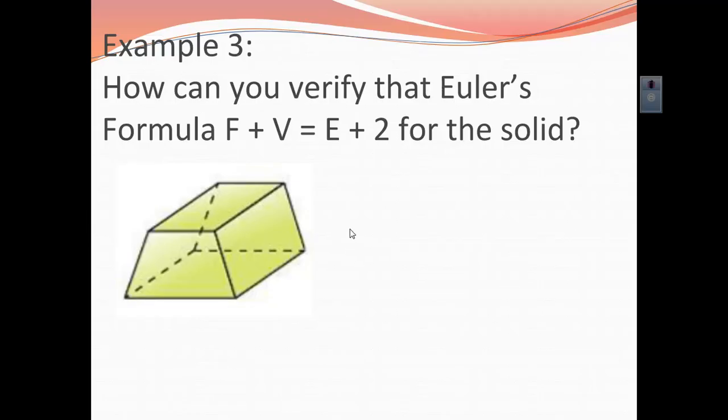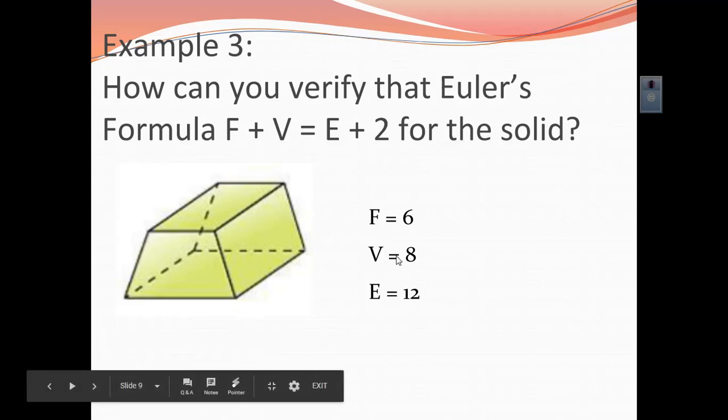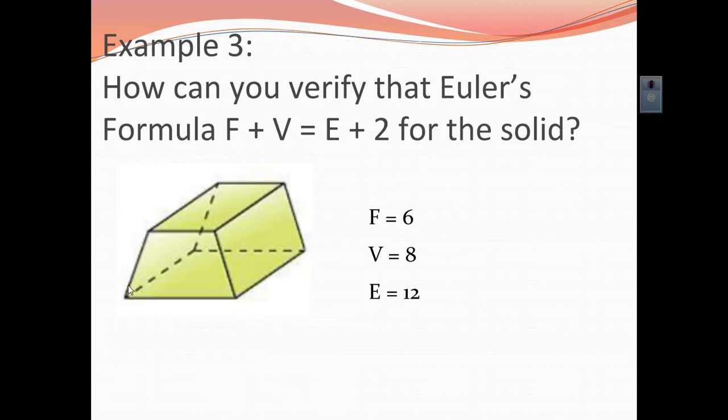So how can you verify that Euler's formula F plus V equals edges plus 2 for the solid? So let's take a look at each part. We got 6 faces, we have 8 vertices, and we have 12 edges. So if we went through and counted them, these are the numbers we come up with. 6 faces, front and back, left and right here. We have top and bottom. Vertices, just count, you can get 1, 2, 3, 4 here, so that means we got the same on the back, 8 vertices. Of course, in edges, you just have to count them up, and it gives us 12.